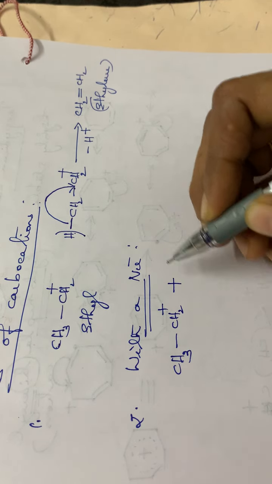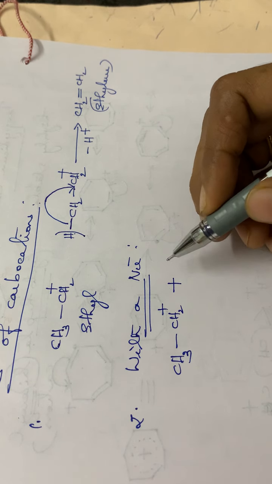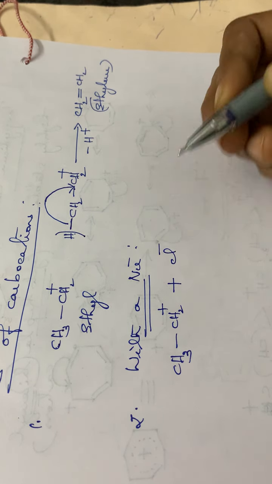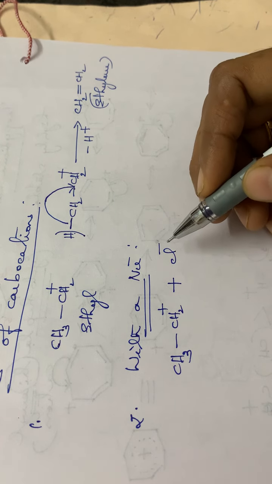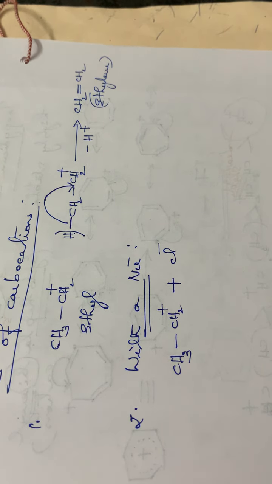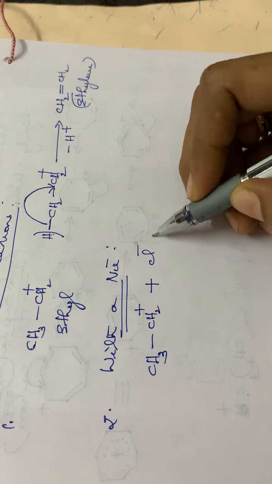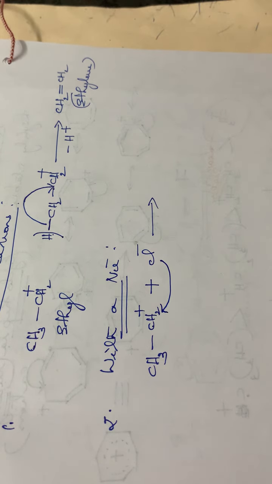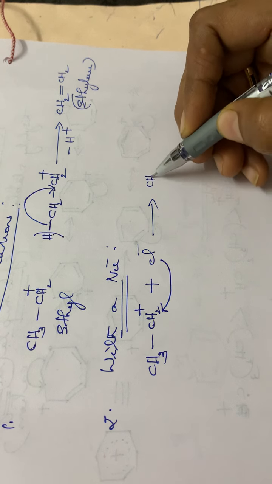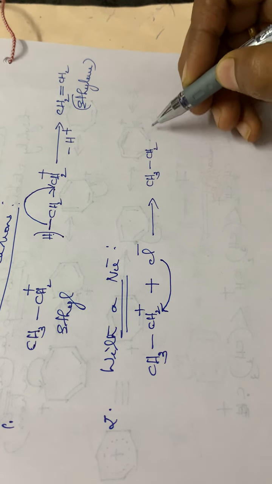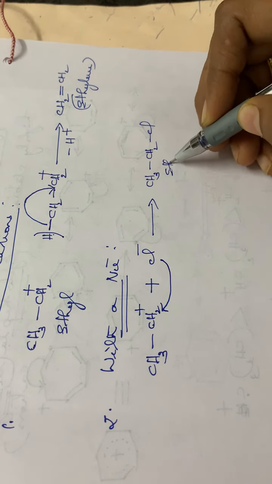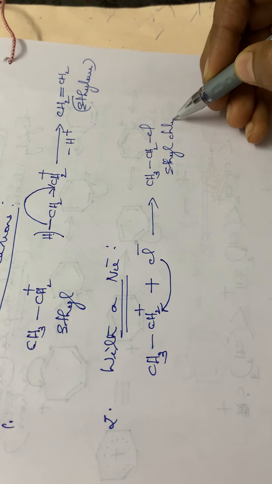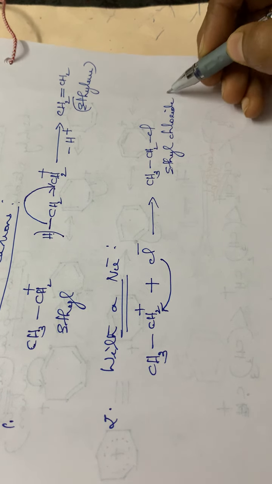Ethyl carbocation plus a nucleophile. It can be any nucleophile, say for example Cl minus, having a negative charge. So this is a nucleophile, Cl minus. So what happens? This Cl minus will be directly linked to this carbon atom, so that the compound will be CH3 CH2 Cl, ethyl chloride.